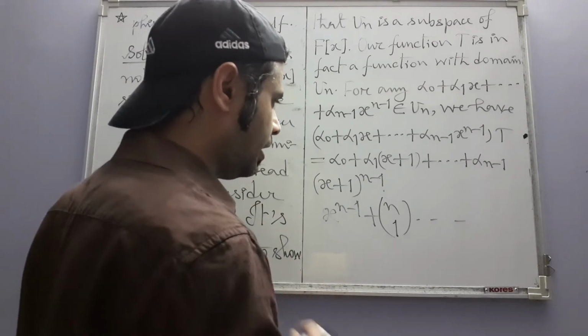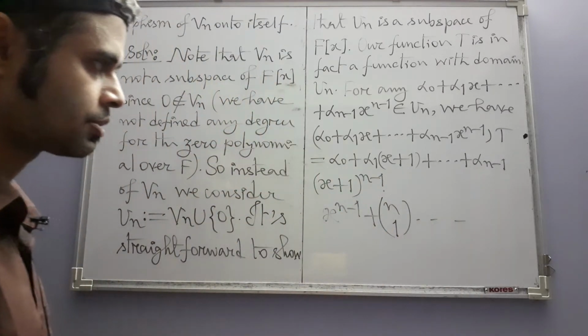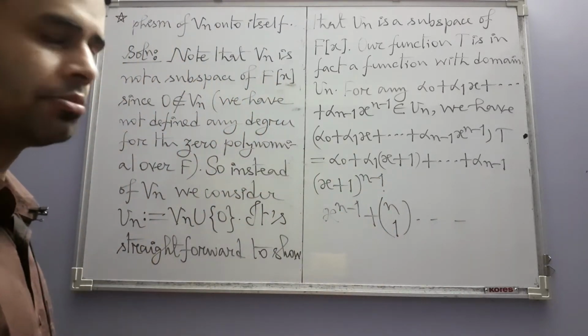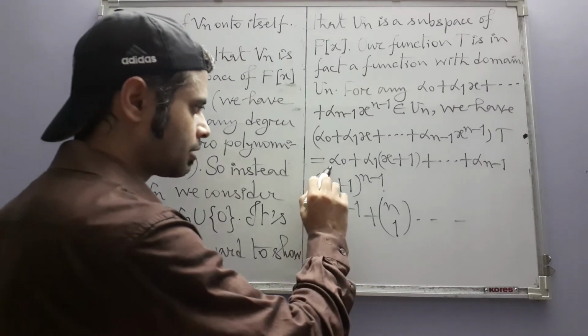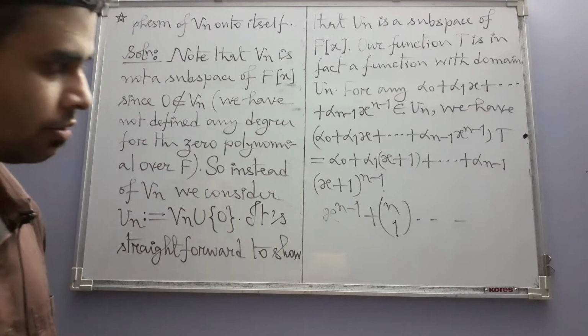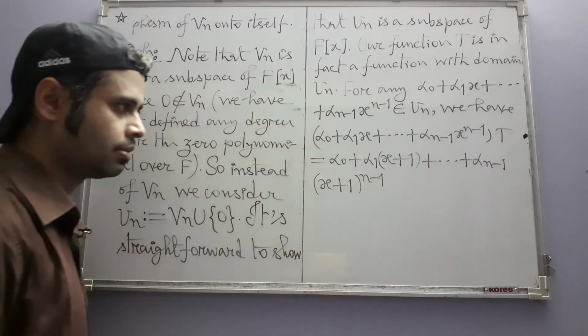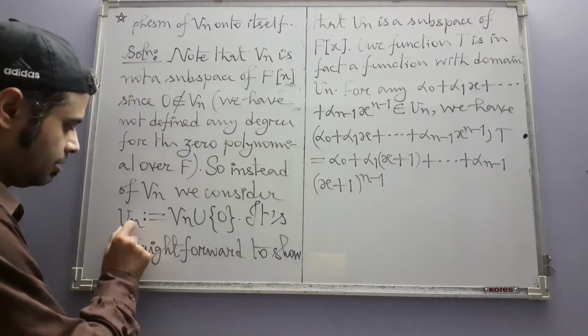So that means in any case, the degree of this polynomial is at most n minus 1 or the polynomial is 0, which is the case, of course, when all the alphas are 0. And what does that tell us? That just simply tells us that this output in fact is in Un.